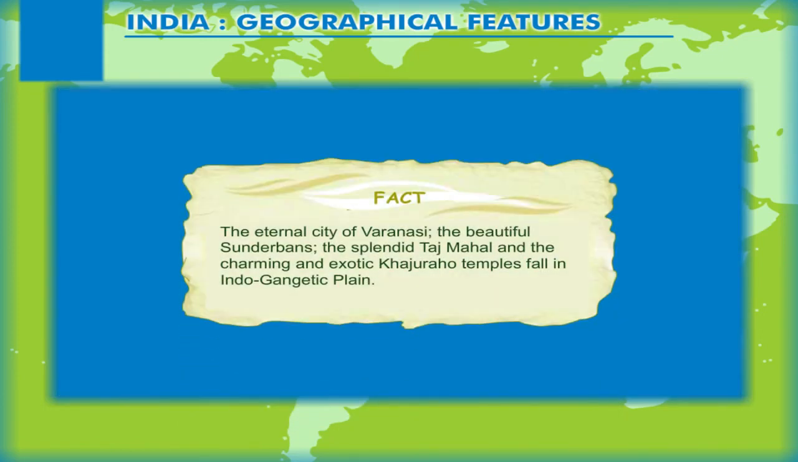Fact: the eternal city of Varanasi, the beautiful Sundarbans, the splendid Taj Mahal, and the charming and exalted Khajuraho temples fall in the Indo-Gangetic Plain.